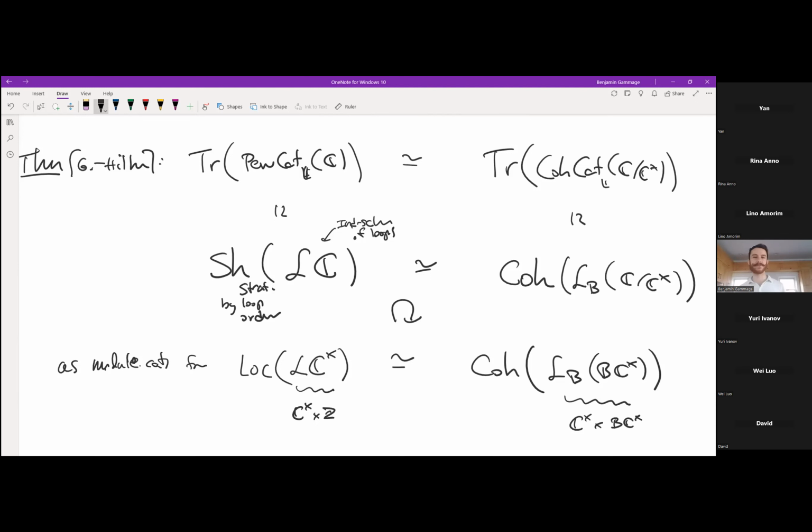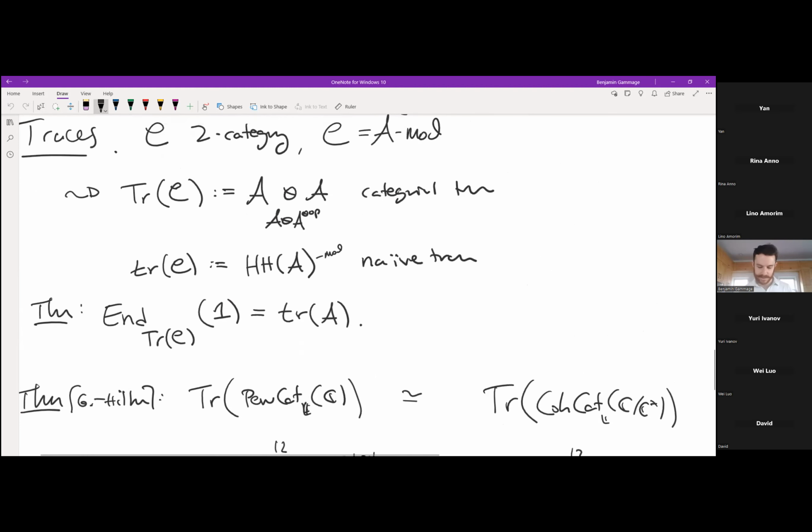So that's meant to be a theorem that gives you a sense of what this categorical trace does. Now I'd like to move to a simpler situation, namely the naive trace. And in fact, an even simpler version of the naive trace. So let me go up here.